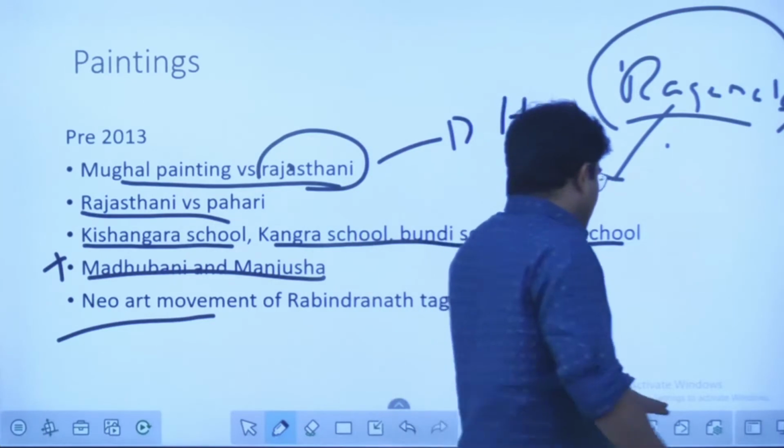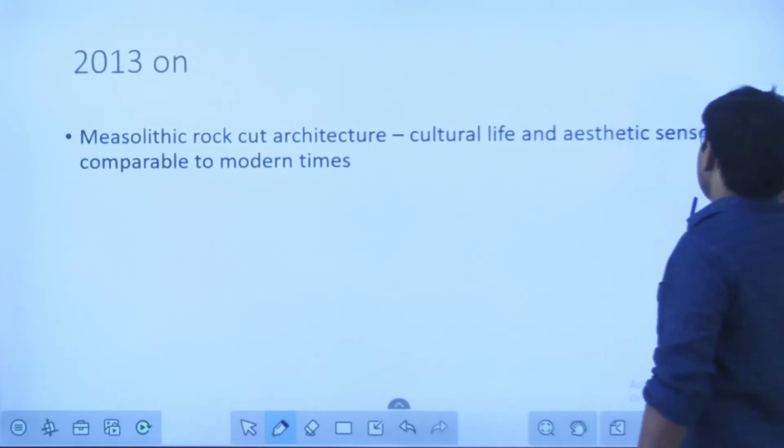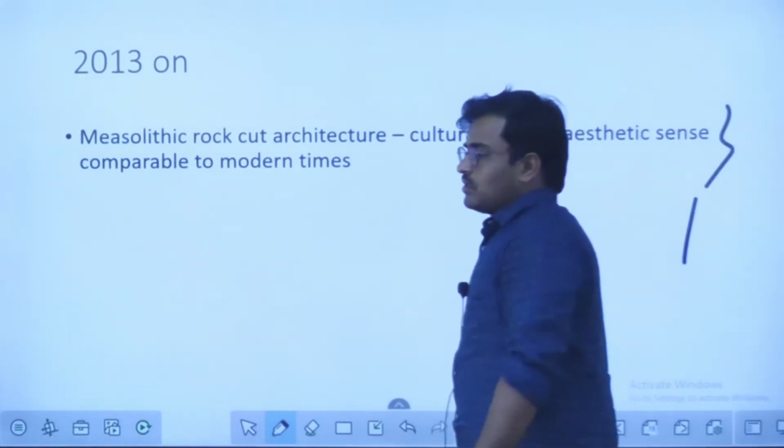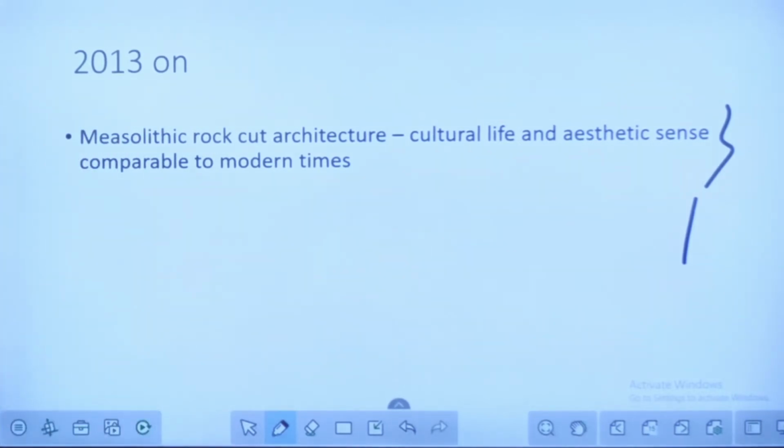Next, you see, post 2013 on painting, there was only one question, which is on Mesolithic art. So consider this question has been phrased very wrongly. Go back home and read the question. What they did was they gave the question as Mesolithic rock cut architecture, it reflects the cultural life of the times, and it also has an aesthetic sense comparable to modern times paintings. They asked this question. How can you compare architecture with painting? Is there any architecture for that matter in the Mesolithic period?